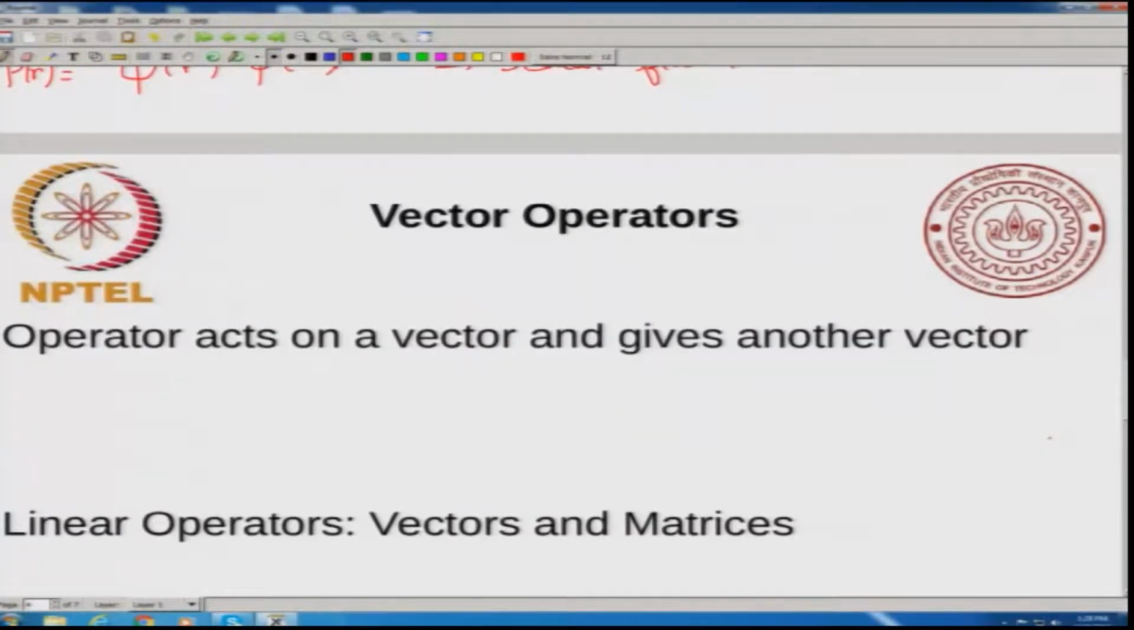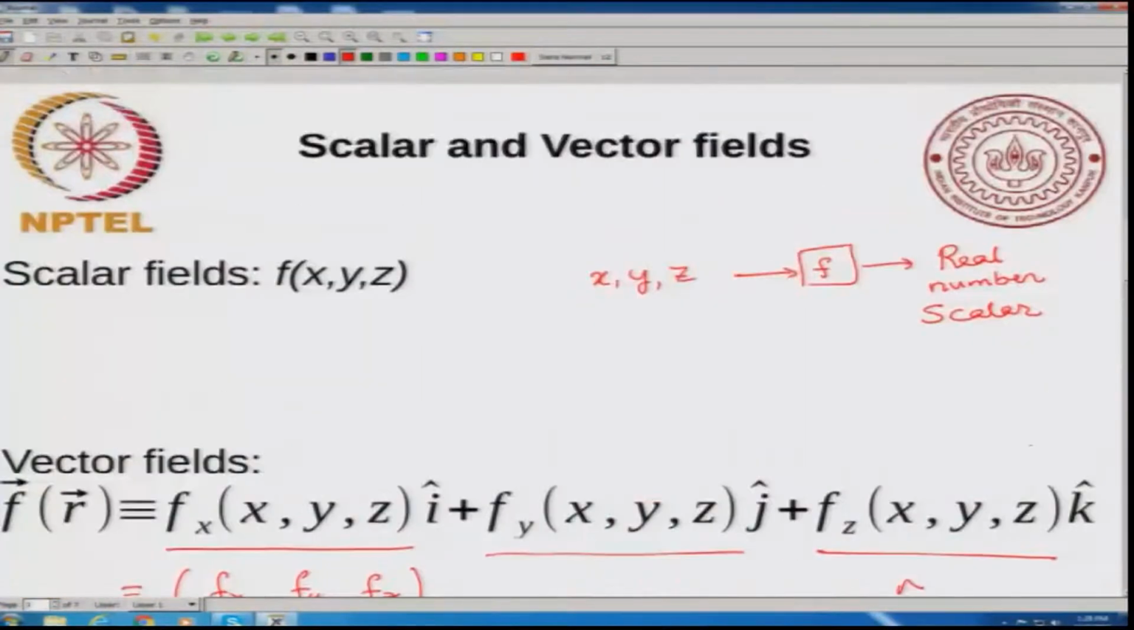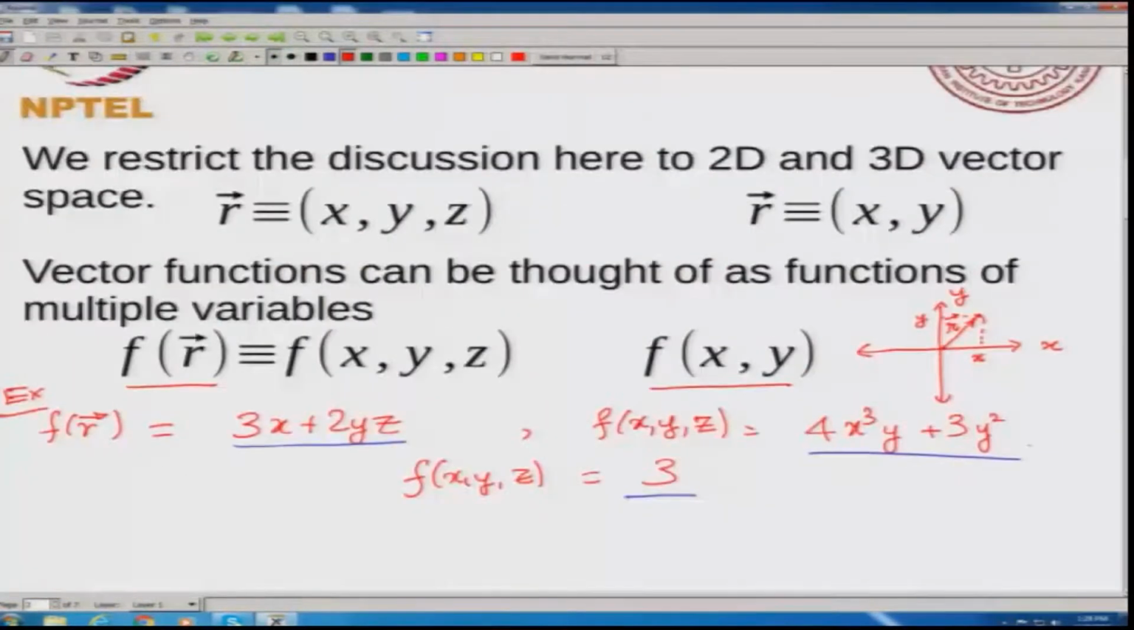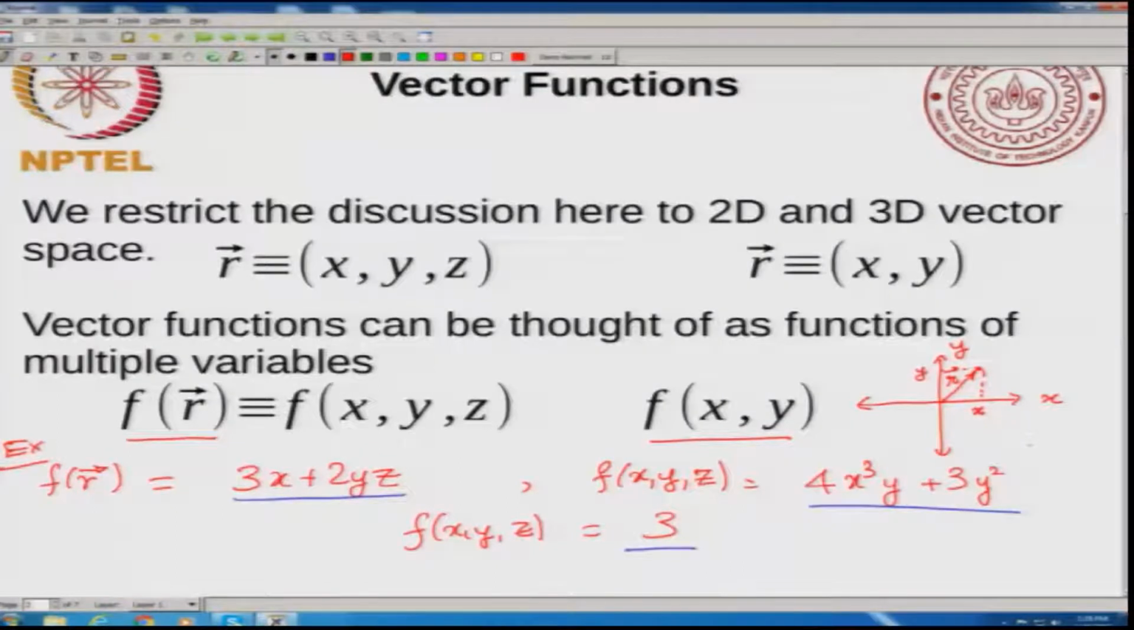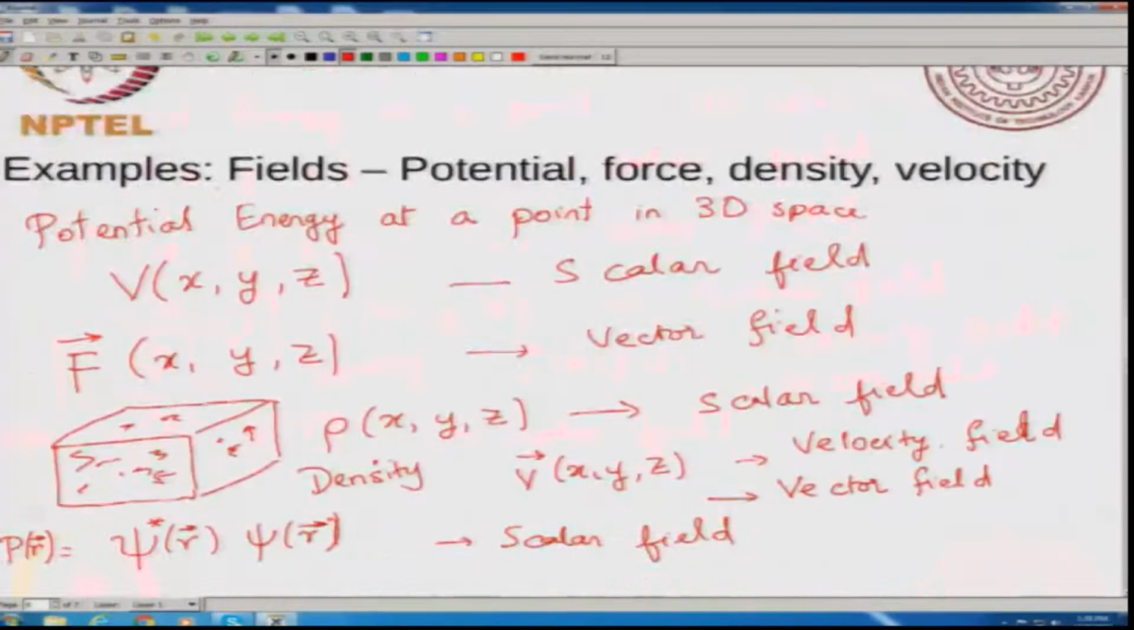Now what we have done here is we have tried to take vectors and define functions of vectors. And in defining these, we came to see there can be two types of functions: functions which are scalars, which are called scalar fields, and functions which are vectors, which are called vector fields. So scalar functions are called scalar fields, vector functions are called vector fields.